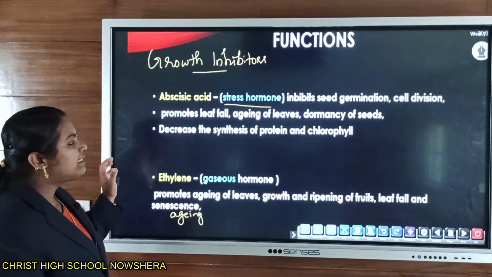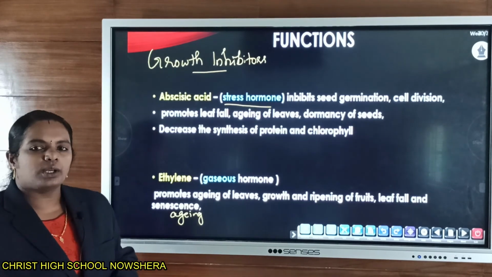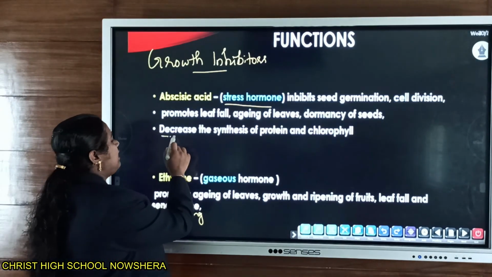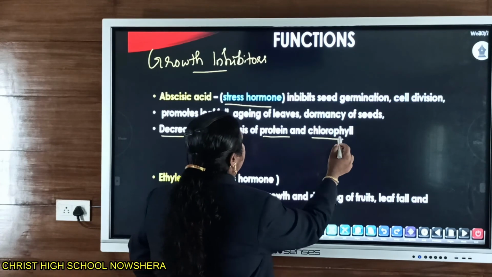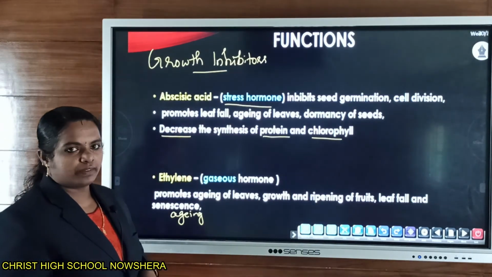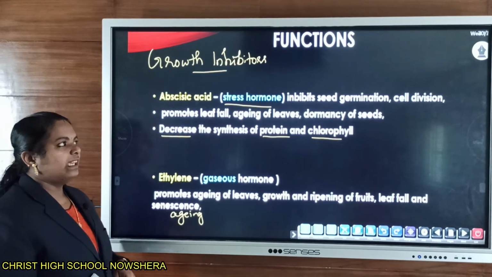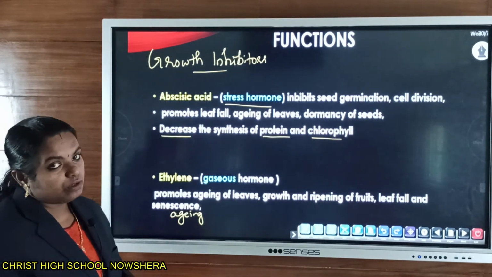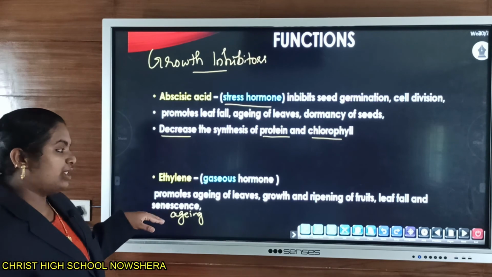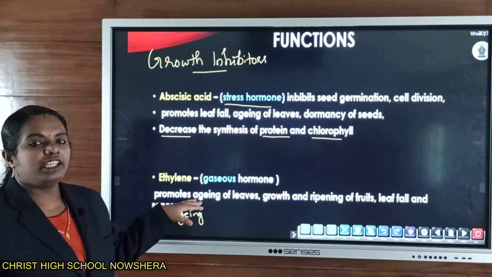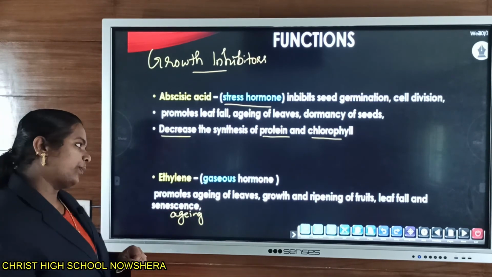Then it decreases the synthesis of protein as well as chlorophyll. The next hormone is ethylene. Ethylene is known as a gaseous hormone, as it is present in gaseous form.